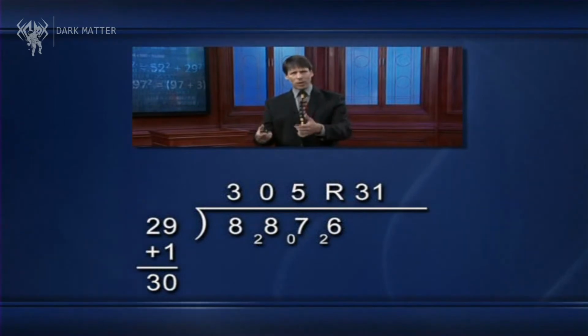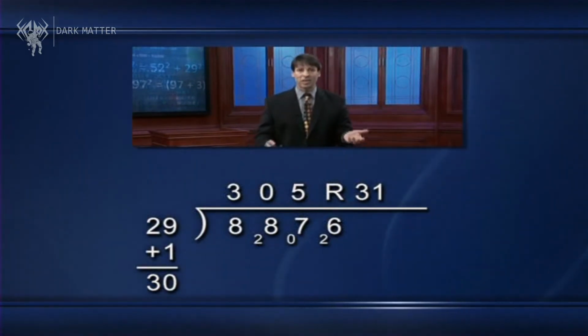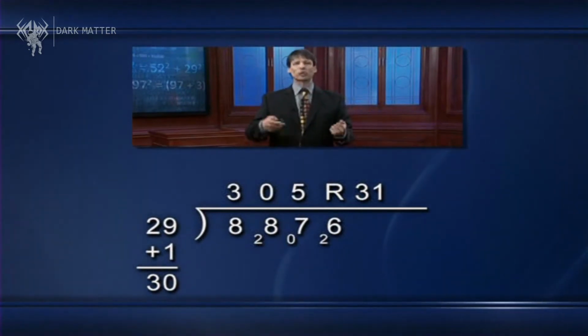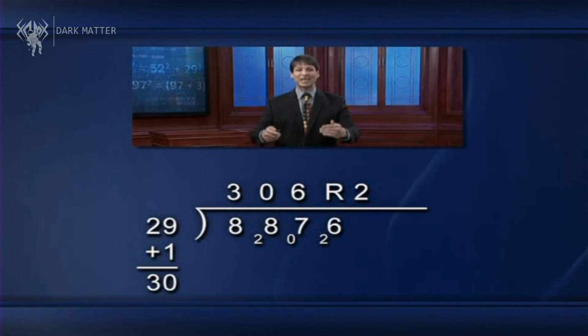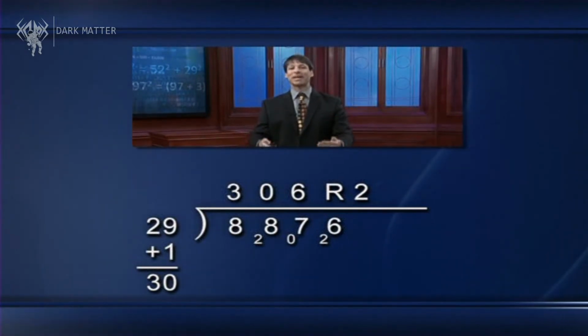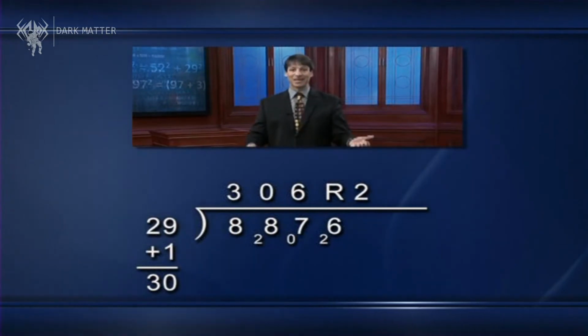But notice 31 is bigger than the original divisor 29, right? So we can squeeze in an extra 29 into here. So our answer becomes 306 with a remainder of 2. The 2 was because we do 31 minus 29 to get the 2. What if the divisor does not end in 9? If the divisor ends in 8, 7, 6, or even 5, then the procedure is practically the same.